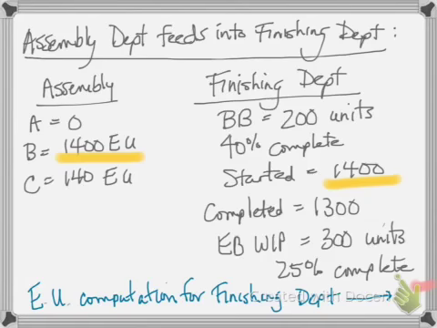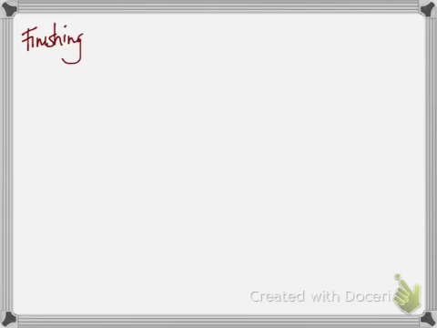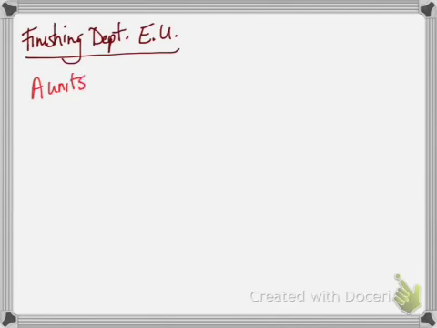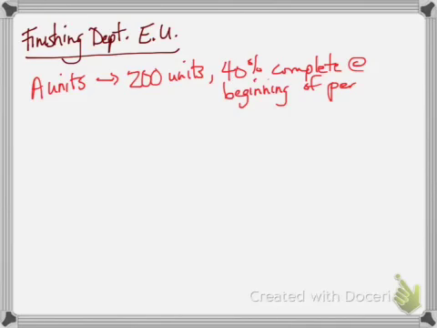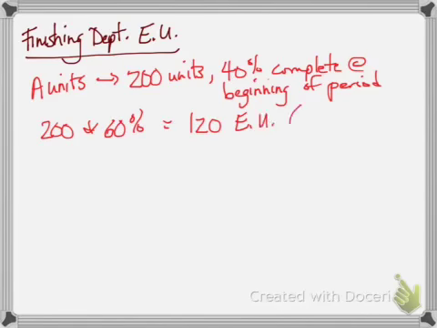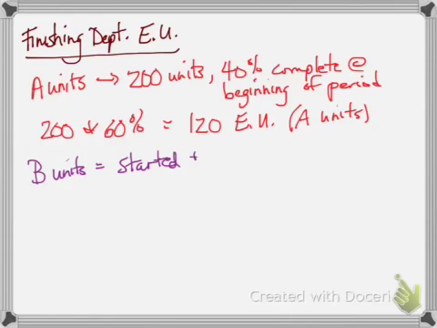So let's compute the equivalent units for the finishing department. So the A units, we had 200 units, and they were 40% complete at the beginning of the period. So our focus has to be on how much work did we do this month to finish them. If we had 40% complete before, then we had to do 60% of the work this period. So the A units would be 120 units, 200 times the 60% of the work that we had to do this period. So the A units would be 120 equivalent units.